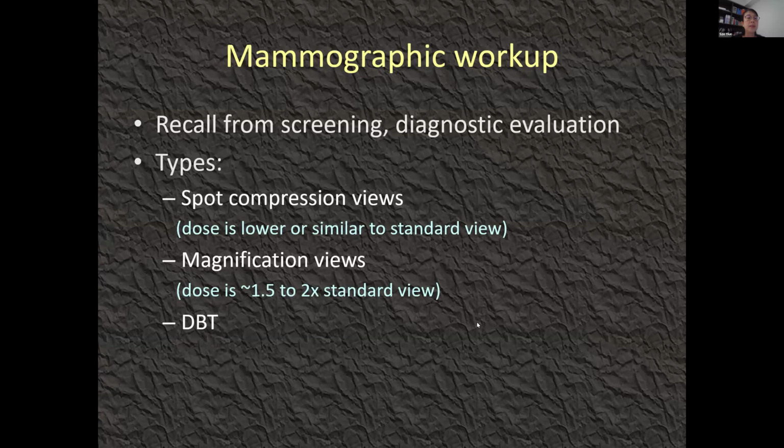Mammographic workup is a form of examination that radiologists do to evaluate further an abnormality that is detected. And this can be because of a recall from screening mammogram or because we see an abnormality on diagnostic evaluation. And there are different types. A spot compression view can be performed. The dose is usually lower or similar to a standard view. Magnification views tend to have higher doses, around 1.5 to 2 times a standard view, and DBT.